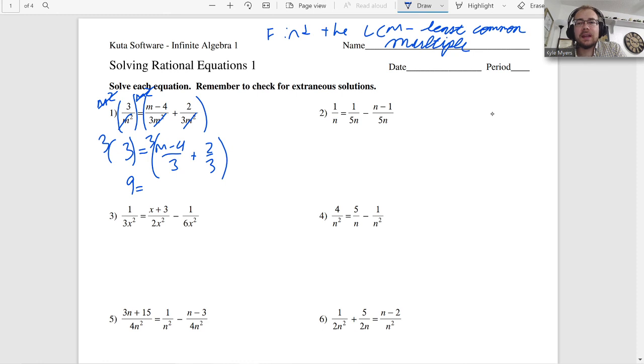So 3 times 3 is 9. Here, the 3's are all going to cancel, right? So m minus 4 plus 2. And then we just have a little equation to solve. Minus 4 plus 2 is just minus 2. 9 equals m minus 2. Add 2 to both sides, and we get m equals 11.